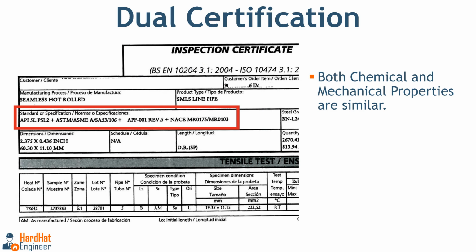If you've noticed that both materials are nearly identical, with differences falling within a very narrow range, most pipe manufacturers will provide a material certificate that meets the requirements of both the API 5L and ASTM A106 standards. This is known as dual certification, as shown here in the sample certificate.